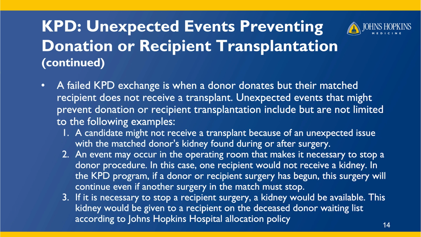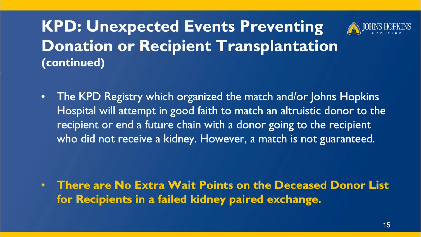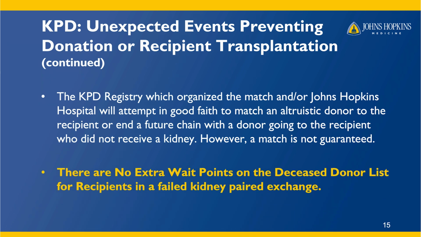This kidney would be given to a recipient on the deceased donor waiting list according to the Johns Hopkins Hospital allocation policy. When there is a failed exchange, the KPD registry, which organized the match, and/or Johns Hopkins Hospital will attempt in good faith to match an altruistic donor to the recipient or end a future chain with a donor going to the recipient who did not receive a kidney. However, a match is not guaranteed. There are no extra wait points on the deceased donor list for recipients in a failed kidney paired exchange.